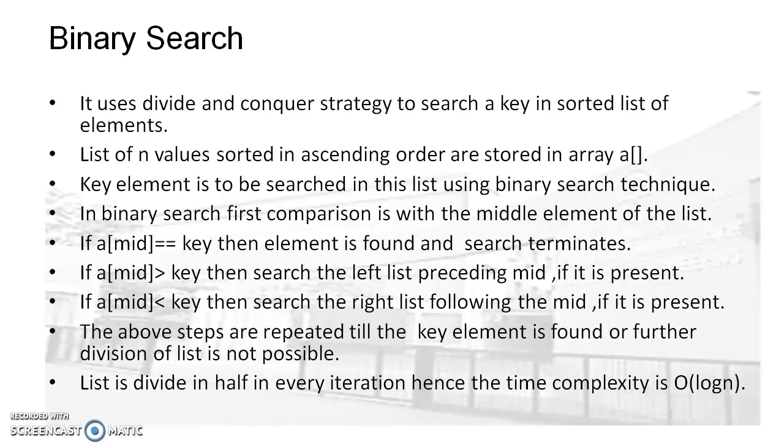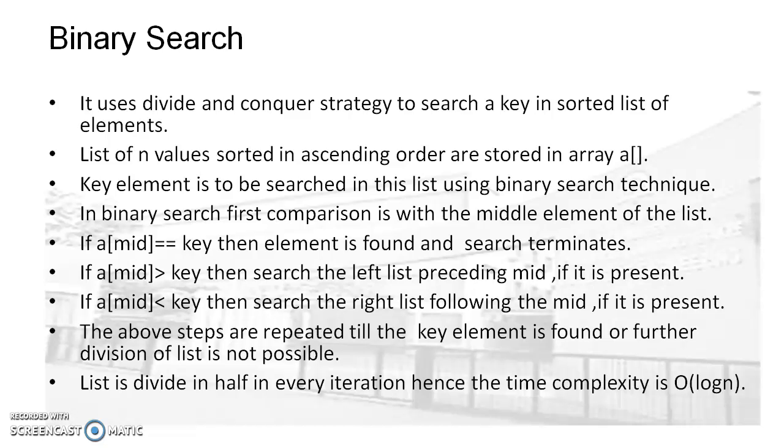Let's have a look at the next searching technique, that is the binary search. Binary search uses the divide and conquer strategy to search for a key in a sorted list of elements. A list of n values sorted in ascending order is stored in array A. The key element is searched in this list using the binary search technique. In binary search, the first comparison is made with the middle element of the list.